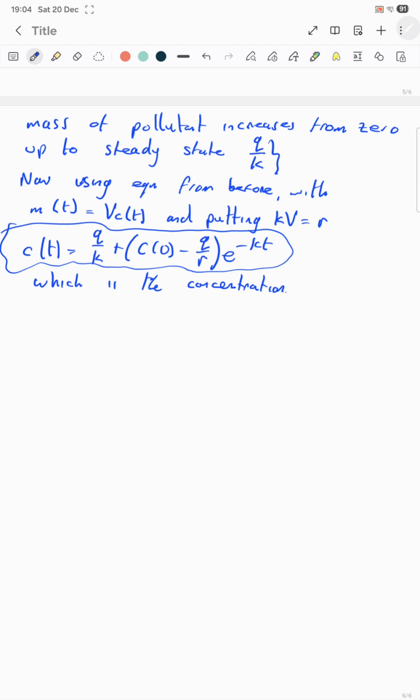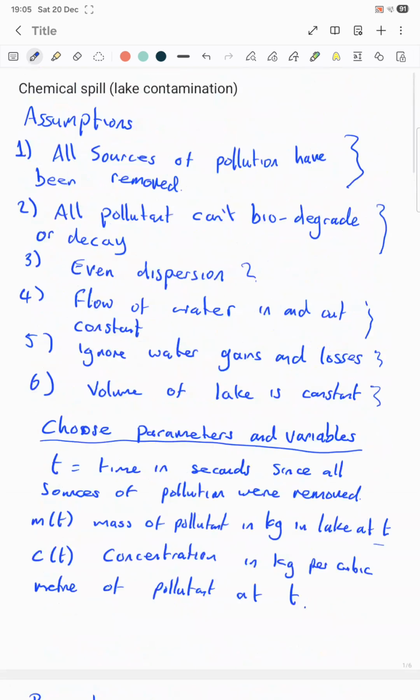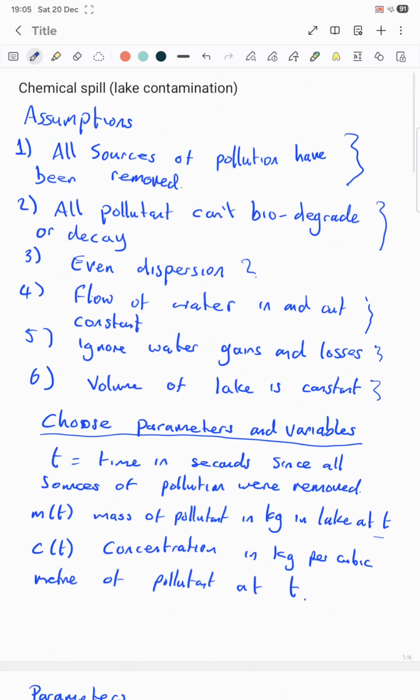That's the first big-ish one of these mini lectures on mathematical modelling, and this is modelling a chemical spill into a lake with our assumptions, and then halfway through we changed some of these assumptions so that we added an extra term to our equation to account for more pollution actually entering the lake, but the other assumptions remained fixed.